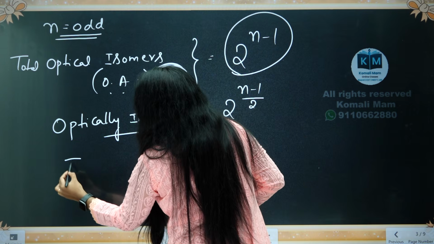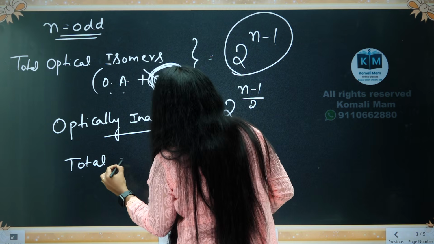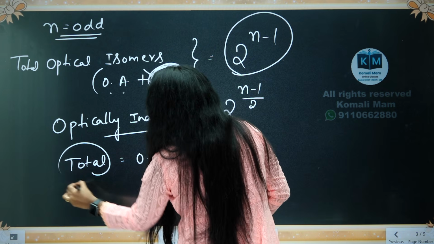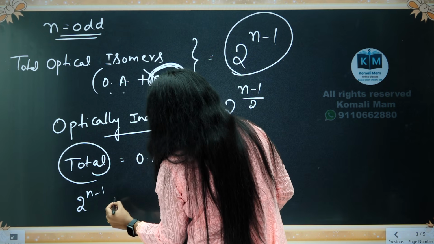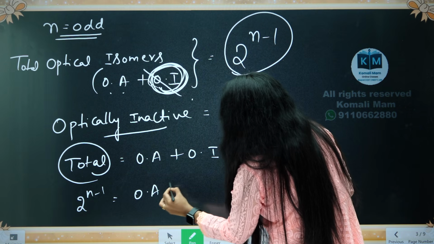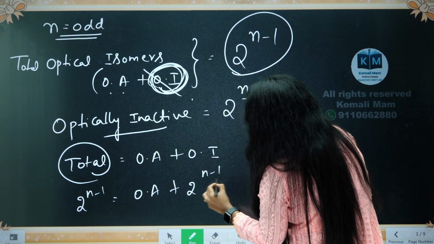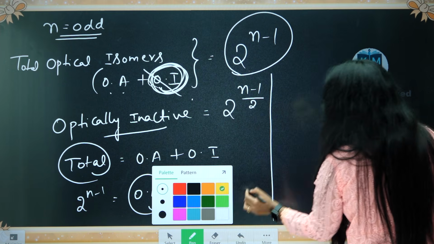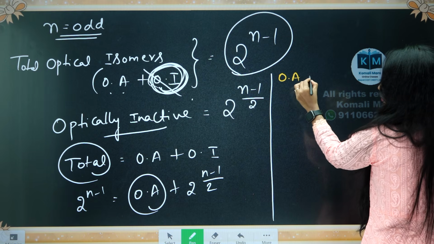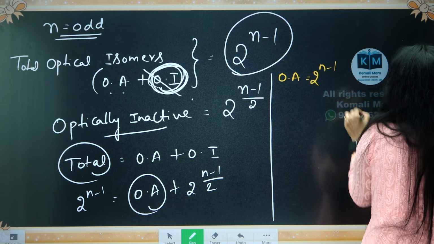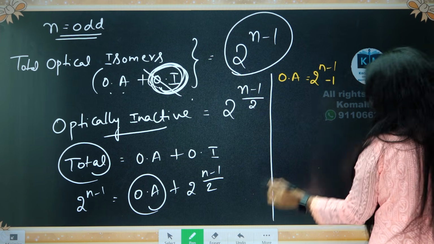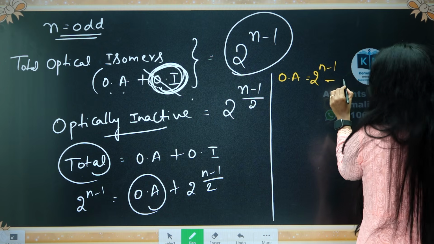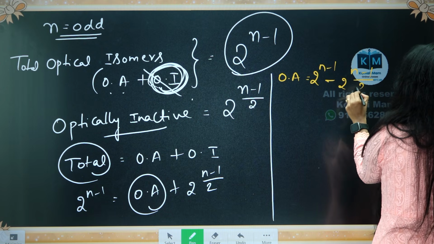See, total is equal to optically active plus optically inactive. The total formula is what? 2 to the power of n minus 1. The optically inactive formula is what? 2 to the power of n minus 1 by 2. You want the optically active formula. How to find it, students? Tell me. The optically active isomers formula is 2 to the power of n minus 1, minus, if it goes that side you get minus, 2 to the power of n minus 1 by 2.